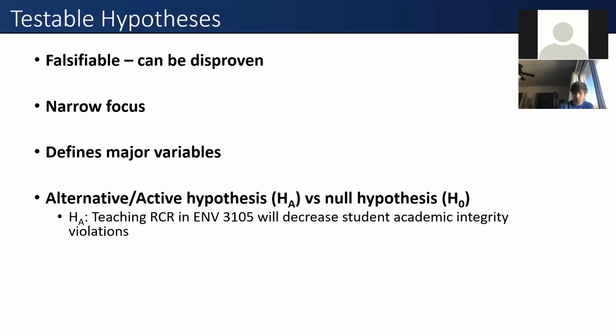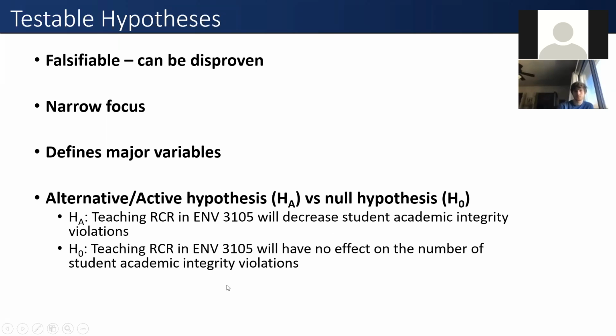All right, so an example of an active hypothesis. This is one that I was working on for a while, teaching responsible conduct of research. This course, used to be ENV 3105, will decrease student academic integrity violations. So that's an active hypothesis. I'm saying some action that I'm going to take, some experiment that I'm going to run, is going to cause some sort of effect. The action I'm taking here is teaching RCR. The effect is decreasing academic integrity violations.